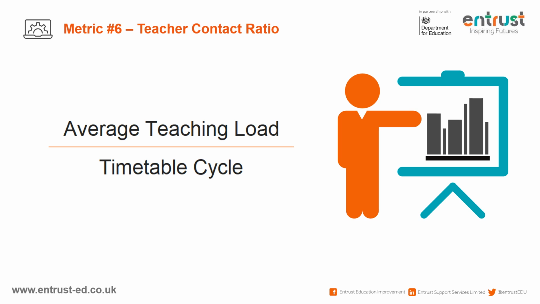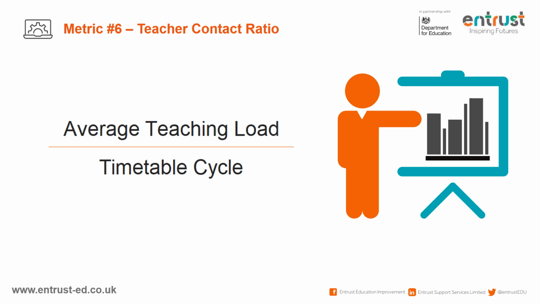For example, if a teacher in a primary school teaches for 4 days and has the other day as PPA and other responsibilities, the average teaching load for this member of staff would be 8, and then I divide this by the timetable cycle of 10 to give me a teacher contact ratio of 0.8 or 80%. But what does this value mean?